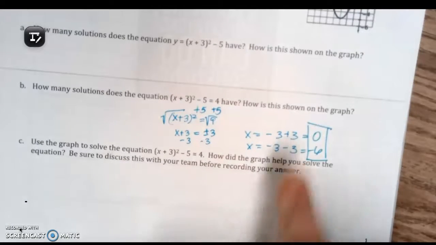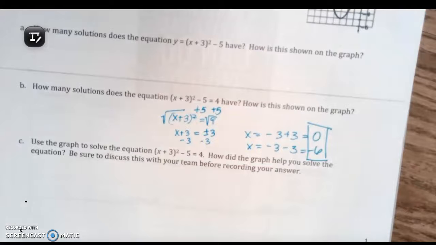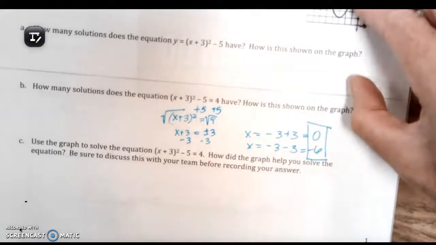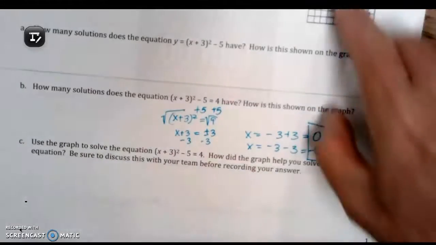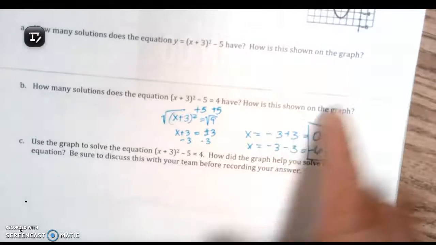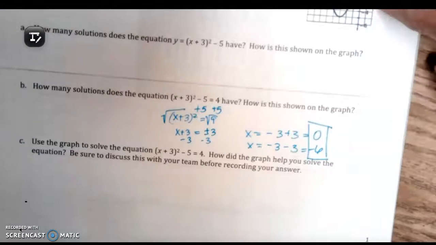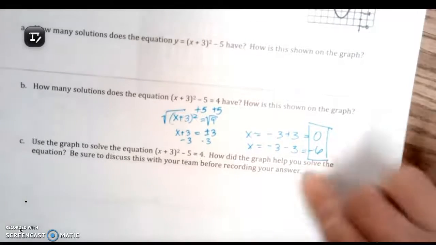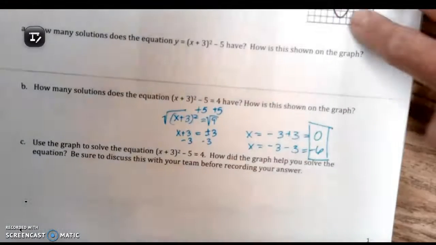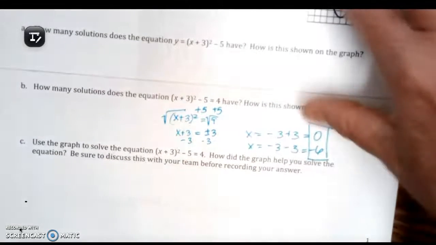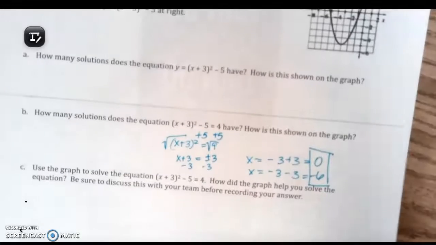Every once in a while, they're the same, but in this case, they're not the same, obviously. So, let's see. At x equals 0, okay, and x equals negative 6. So it says, how is this shown on the graph? At x equals 0, if we plug that back in, we're going to get this point up here. And at negative 6, is that where it's intersecting? It's going to be the same over here on the graph. So that's how it's shown on the graph.